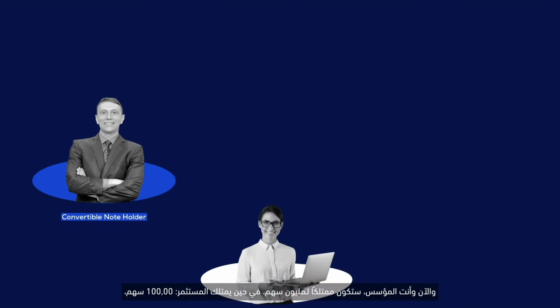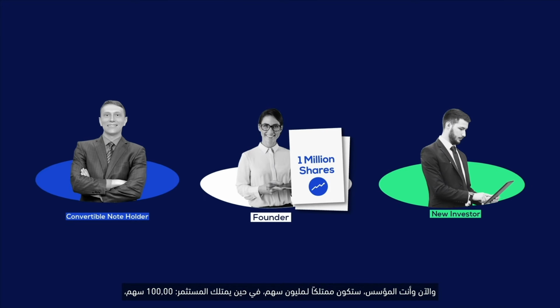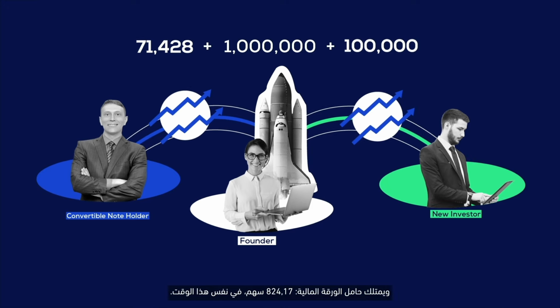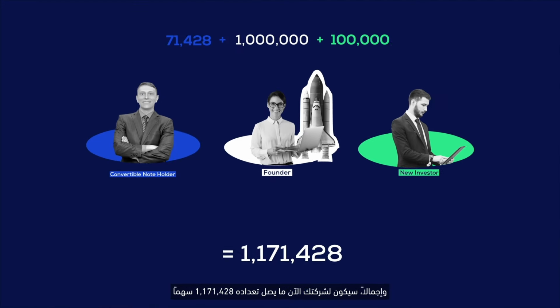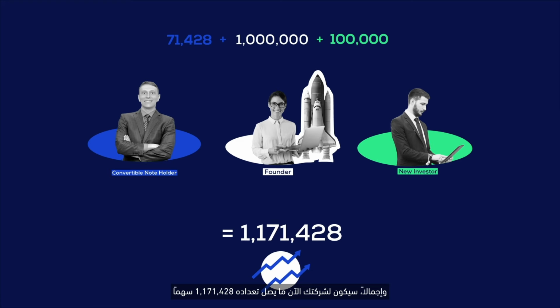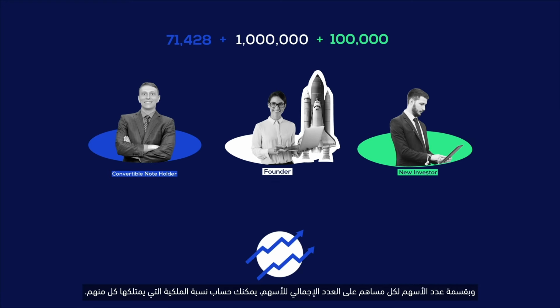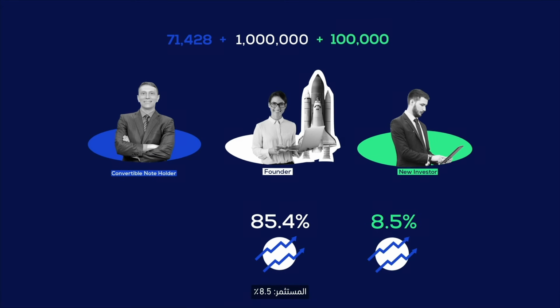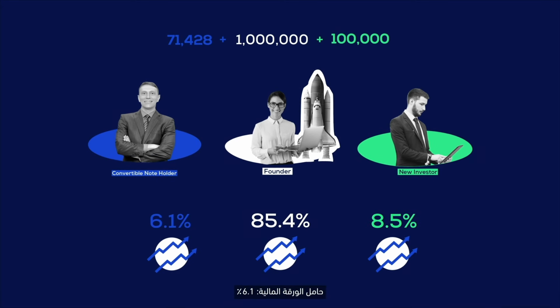For now, the founder will still own 1 million shares, while the investor will now own 100,000 shares, and the note holder will own 71,428 shares. In total, your company will now have 1,171,428 shares. By dividing the number of shares for each stakeholder by the total number of shares, you can calculate the ownership percentage allocated. To the founder, 85.4%. To the investor, 8.5%. To the note holder, 6.1%.